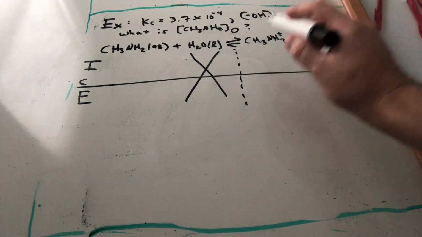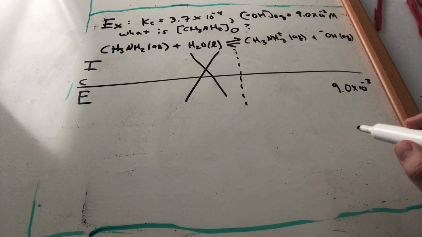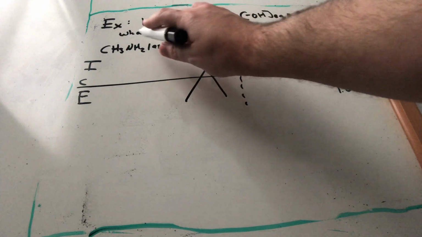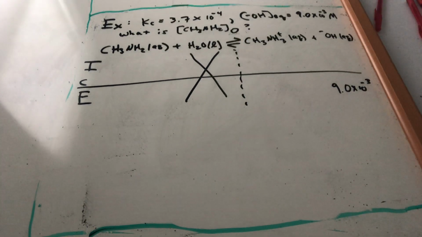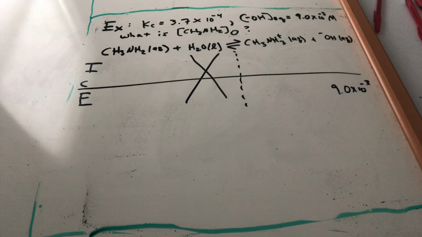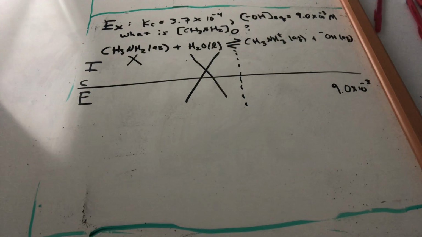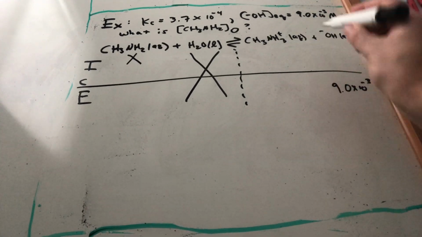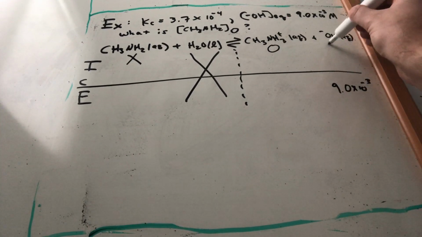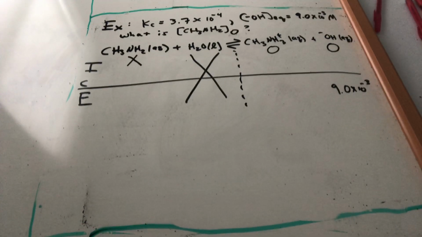Now, we're not given any initial information about these two species, and we're told that there is an initial concentration of CH3NH2. It's just that we actually have to calculate it. So this becomes our X, our unknown. We're not given information about these, so these become 0 for the I information.